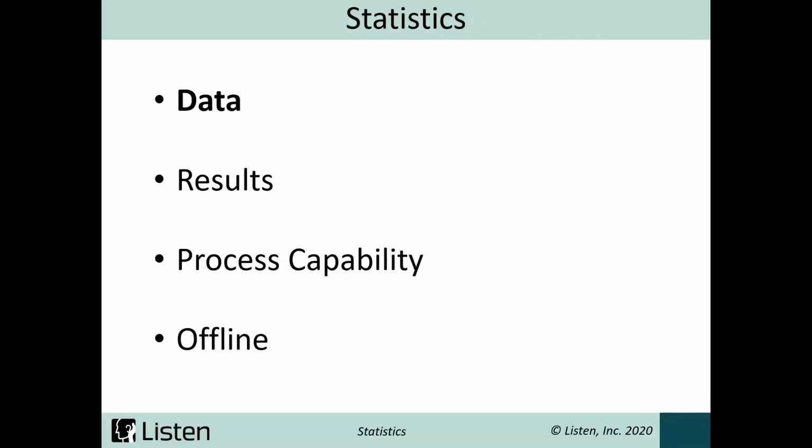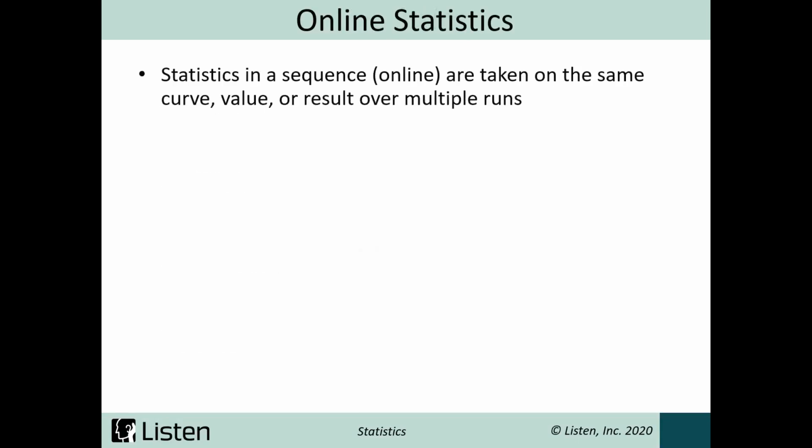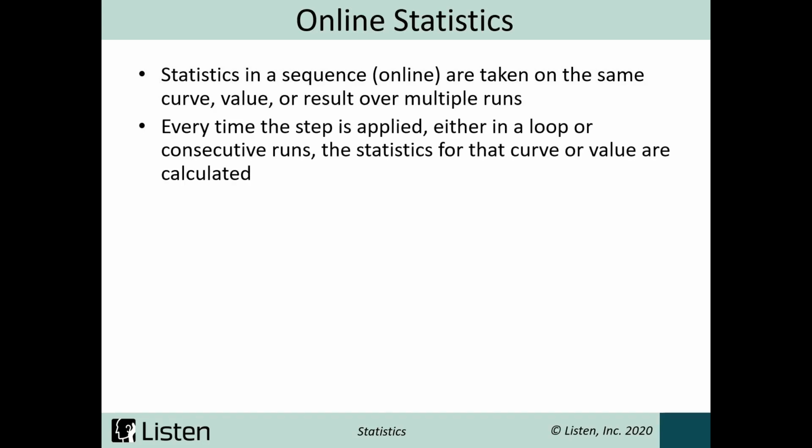In this video, we'll take a look at running statistics on data in SoundCheck. Running statistics in a sequence, which we call online, is when you take the same curve, value, or result and get statistics on that same item over multiple runs. Every time the step is applied, either in a loop or consecutive runs, the statistics for that curve or value are calculated.